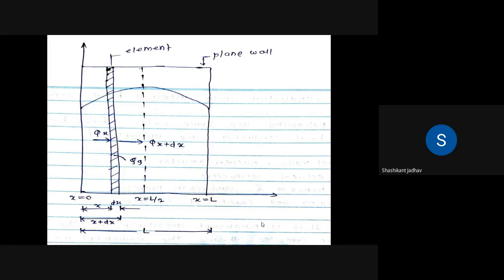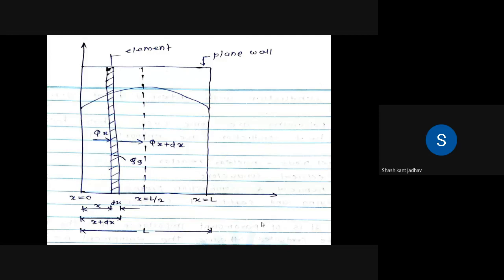Along the x-axis, at the left hand side x is equal to 0, at the center x is equal to L by 2, and at the right hand side x is equal to L. We have written it in this manner because in the derivation we have to apply the boundary conditions. For that there is a need to know: if x is equal to 0, then what is the temperature? If x is equal to L, then what is the temperature? So at those points, we have to calculate the value of temperature or the heat transfer rate using these conditions.